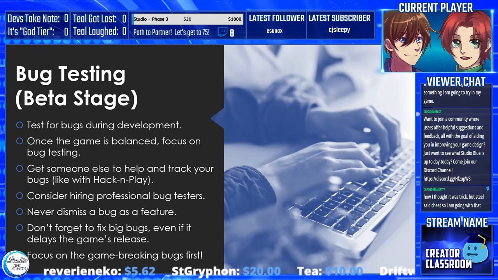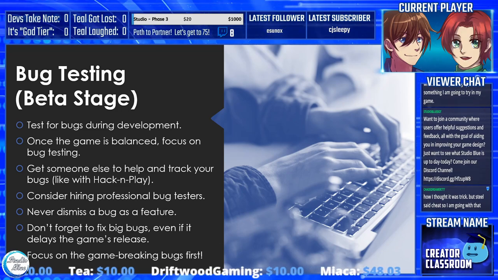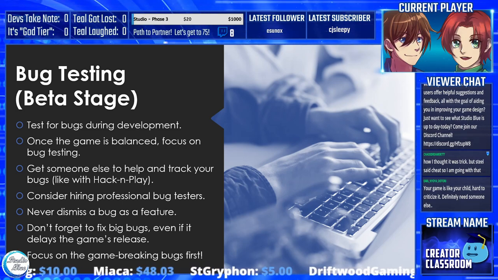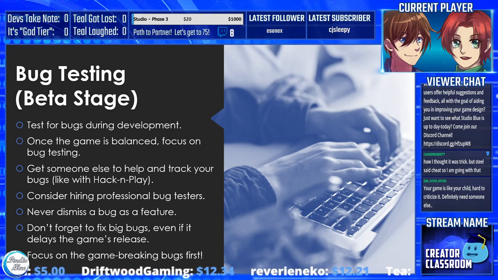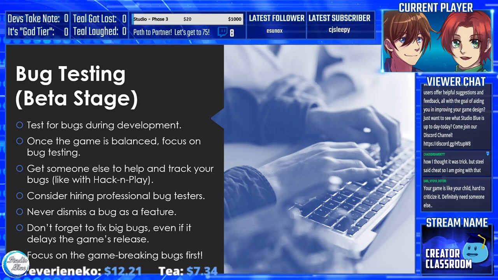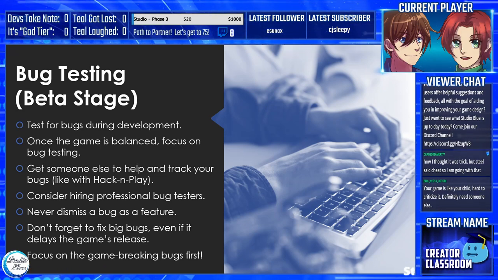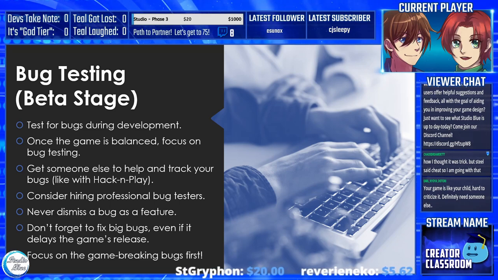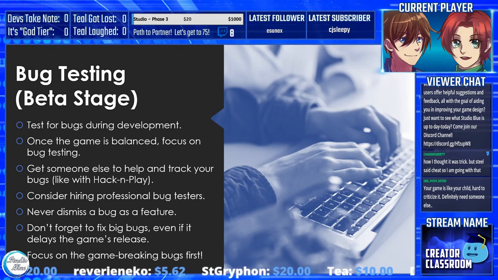Okay, bug testing. You can and should test for and catch bugs during development. However, once your game is balanced, you should focus hardcore on bug testing. Get someone else to help, paying them if you must, and track your bugs in some sort of tracking software, like Hack and Play. Consider hiring professional bug testers, ones that are proven to have tested games thoroughly. Do not default to, that's not a bug, it's a feature. And don't forget to fix those big problematic bugs that your testers find, even if it delays your game's release. You will have bugs after launch, so don't worry. Focus on the game-breaking ones first, then move to the annoying ones that break the experience, and then the minor ones.